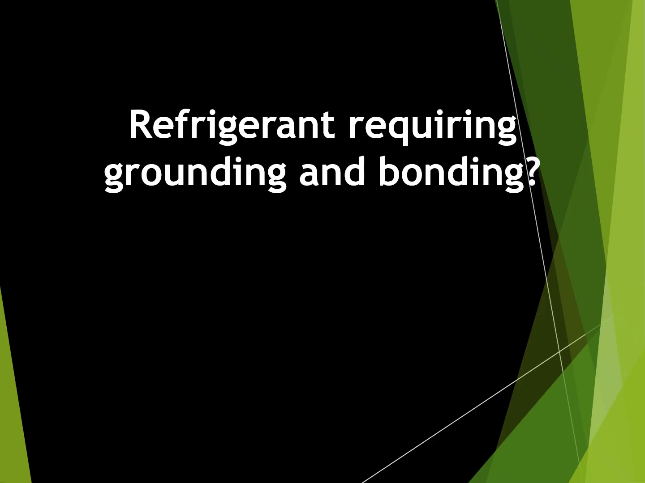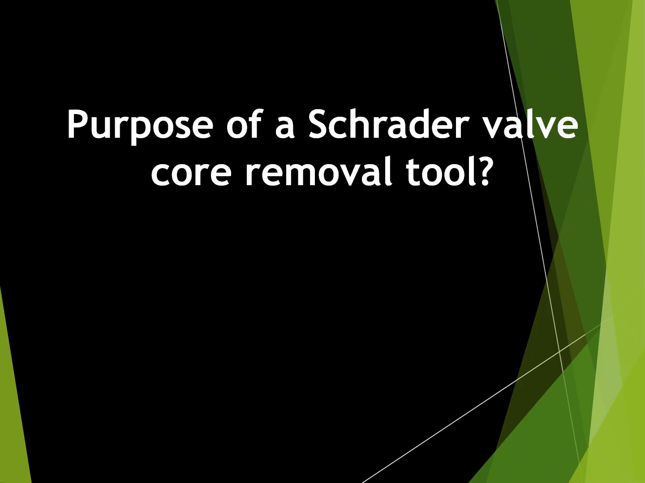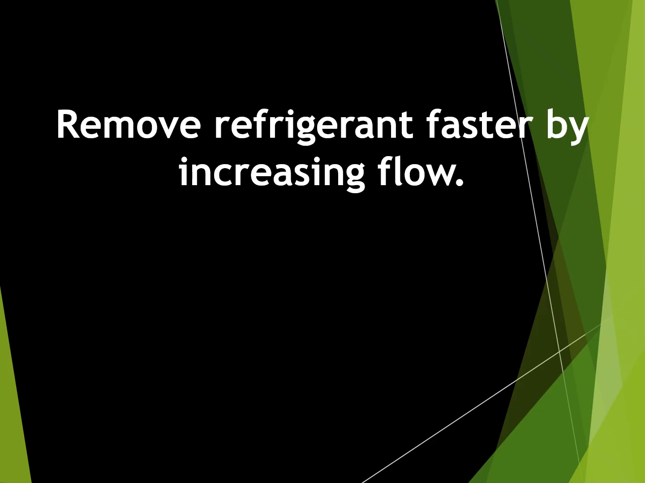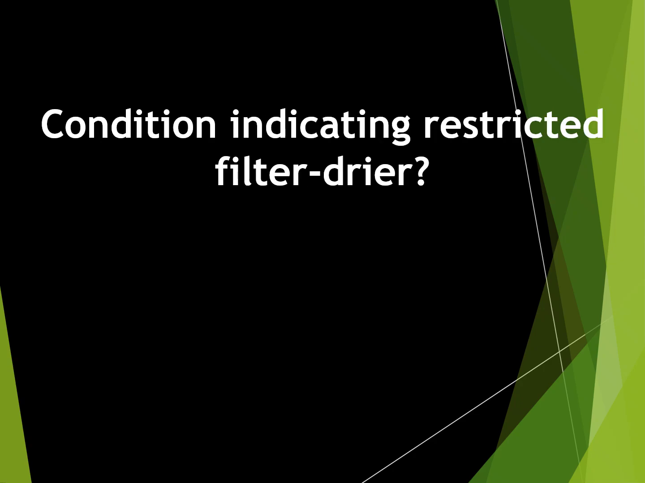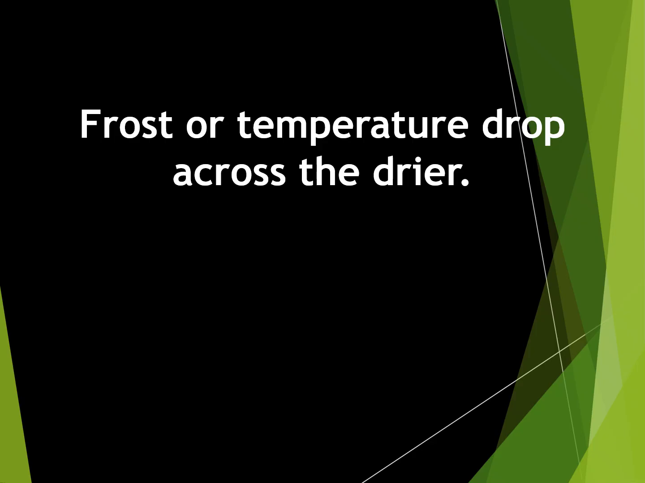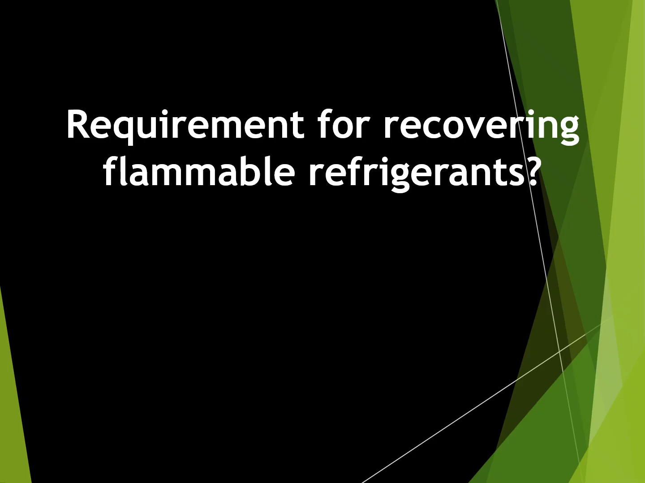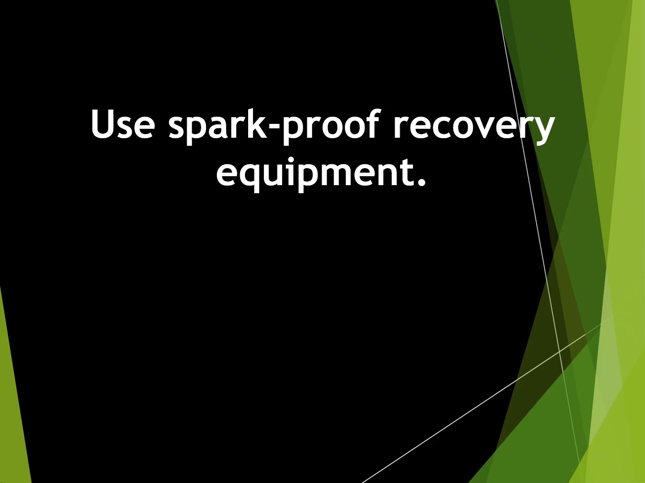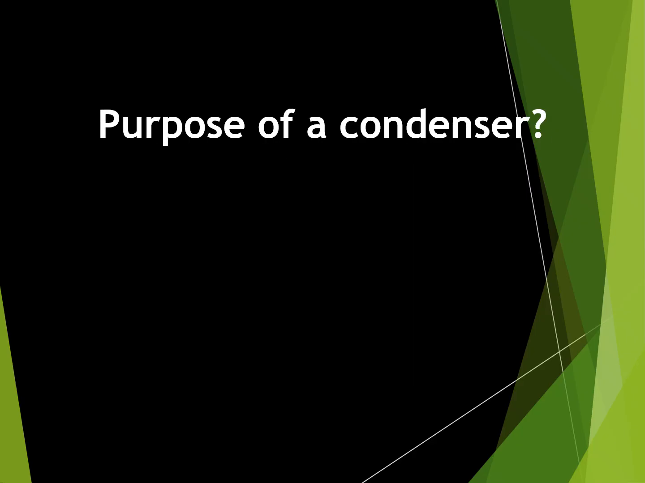Refrigerant requiring grounding and bonding. R600A. Purpose of a Schrader valve core removal tool. Remove refrigerant faster by increasing flow. Condition indicating restricted filter dryer. Frost or temperature drop across the dryer. Requirement for recovering flammable refrigerants. Use spark-proof recovery equipment.